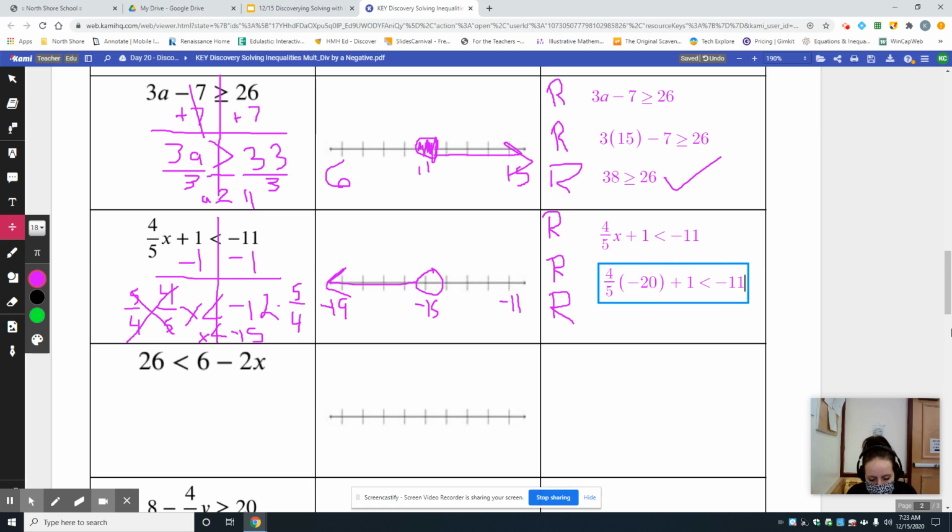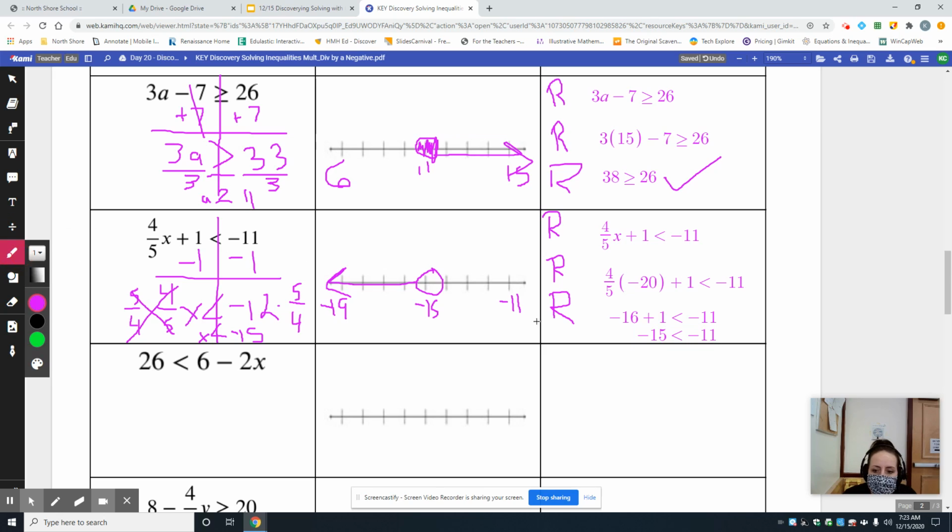So we have 4/5 times negative 20 gives us negative 16, plus 1 is negative 15. So I'll show that. Negative 16 plus 1 is less than negative 11. And then we have negative 15 is less than negative 11. And this indeed is a true statement. Negative 15 is less than negative 11, so we're good to go.